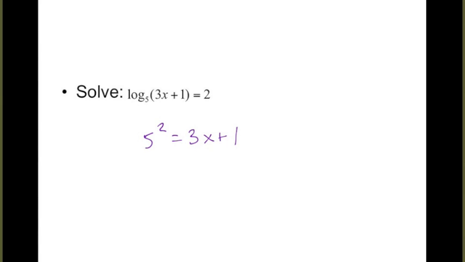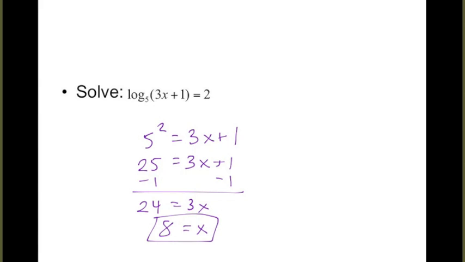And then we want to solve. 5 squared is 25. Subtract 1 from both sides. And divide, so x is 8. Check your solution and be sure that it does not cause us to take the log of a negative number. So 3 times 8 is 24, plus 1 is 25, and so we're good to go there. Questions?